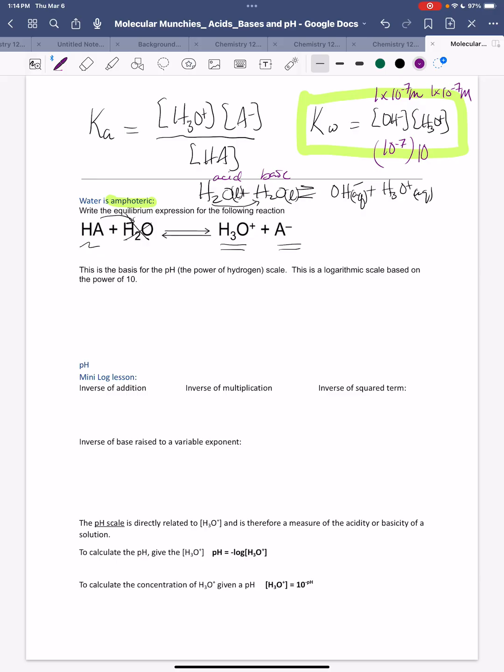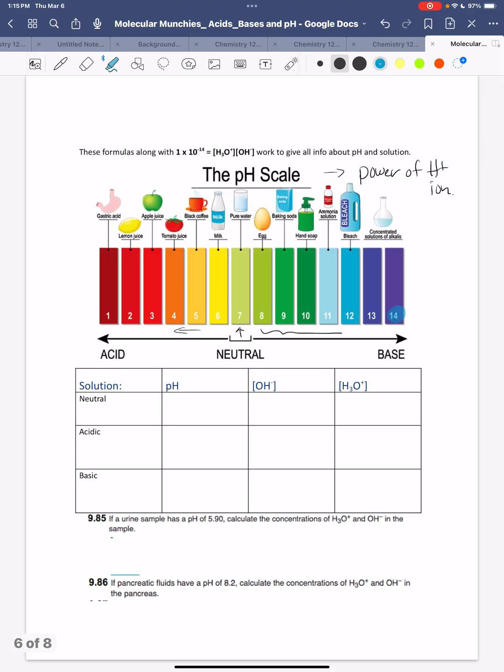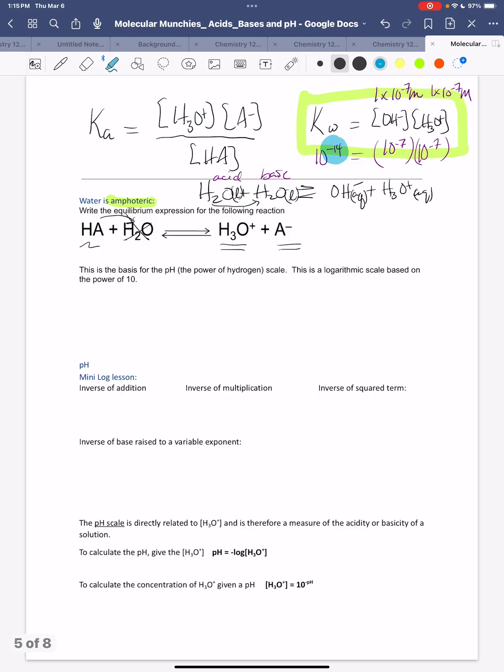If I write that again as 10 to the negative 7th, maybe some of you know your math in terms of exponents, that you add the exponents when you multiply them together, and so Kw is equal to 10 to the negative 14th. And there it is. If you recognize that number and go back to the pH scale, that's the reason why the scale goes up to 14. It has to do with the concentrations of the hydronium and the hydroxide in a neutral water solution. So that is the basis for the pH scale.